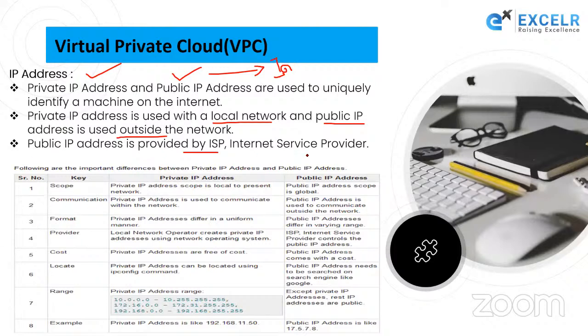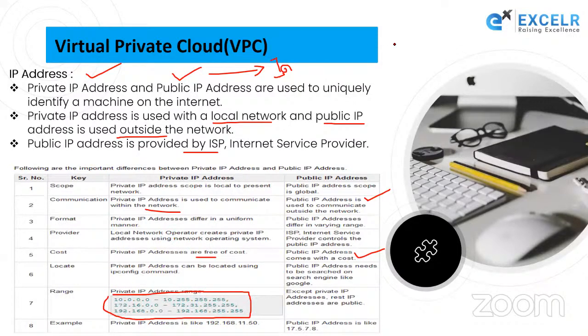And this is a table which distinguishes between a private IP address and a public IP address. Private IP address is free of cost, public IP address is costly. Whenever you use a private IP address, you will only be able to communicate within your network. But with a public IP address, we will be able to communicate on the internet. There is only a specific range of IP addresses for private IP addresses. Any IP address outside of this is a public IP address.